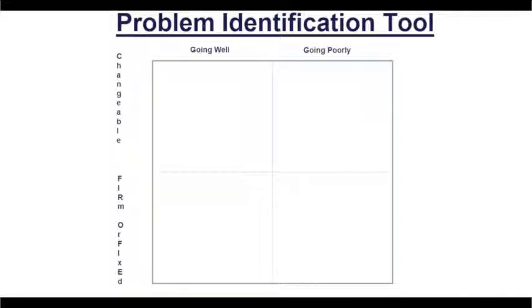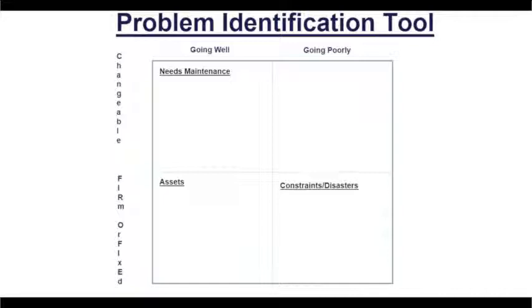The things that are firm or fixed and going well are your assets, things that you can pretty much count on that give you support. Things that are going well that are relatively changeable are the things that really need maintenance, to keep paying attention to keeping them going well. Things that are going poorly that cannot change are constraints or disasters.